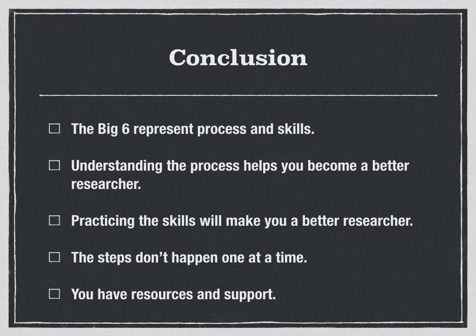So, what did I tell you today? We talked about what the Big Six is and how it helps you think about the research process and research skills, and how the Big Six can help you understand the process so you become a better researcher and have better skills through practice. And we also discussed how these steps don't necessarily happen one at a time, but you combine in your thinking several of the steps at each point in your research process. And we talked about how you're going to get resources and support for your research project.